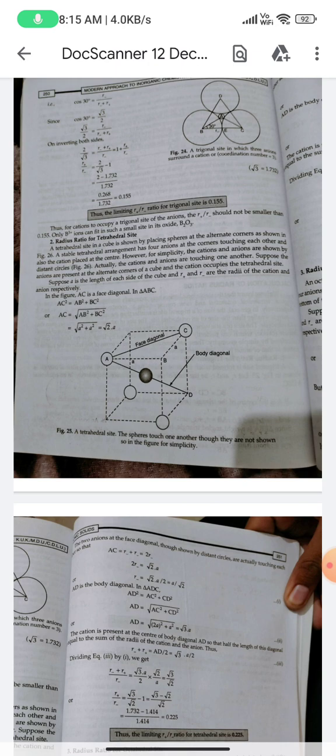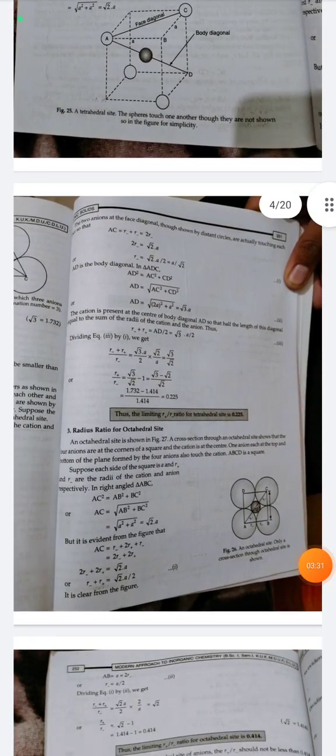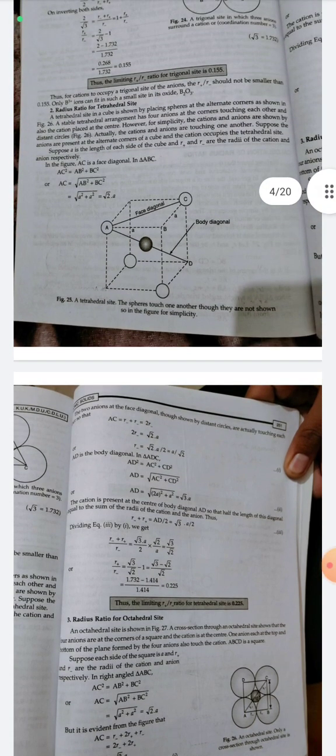The stable tetrahedral arrangement has 4 anions at the corners touching each other, and the cation placed at the center. However, for simplicity, the cation and anions are shown by distant circles. In an actual arrangement, the cation and anions are touching one another. Suppose the anions are present at alternate corners of the cube and the cation occupies the tetrahedral site.